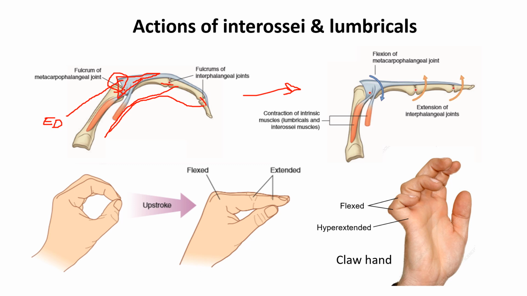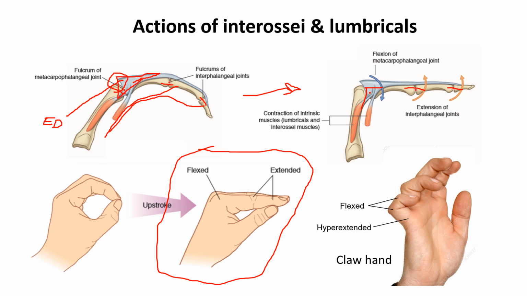They can, at the same time, flex the metacarpophalangeal joint and extend the interphalangeal joint. This cannot be done by the extensor digitorum. Extensor digitorum can only extend the metacarpophalangeal joint. The action of these muscles together give us what's called the upstroke position of the hand.